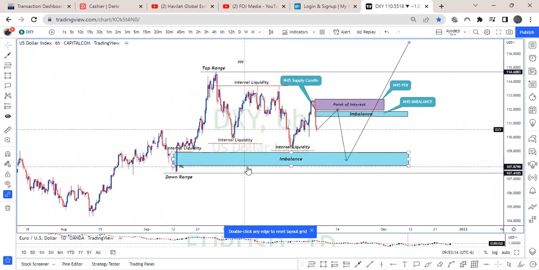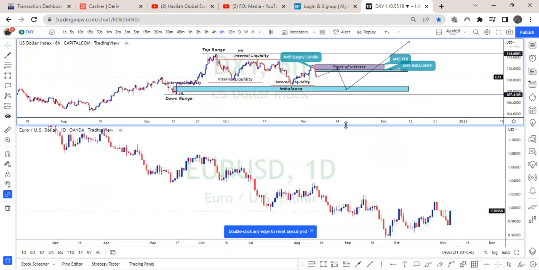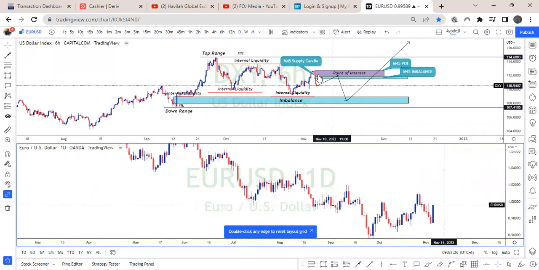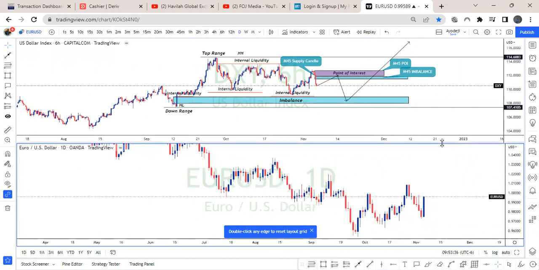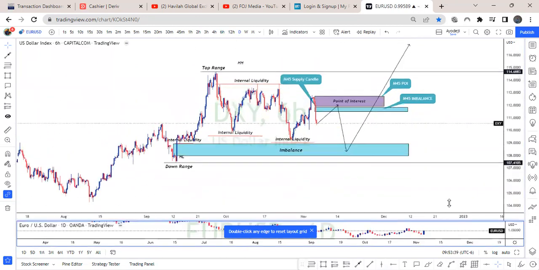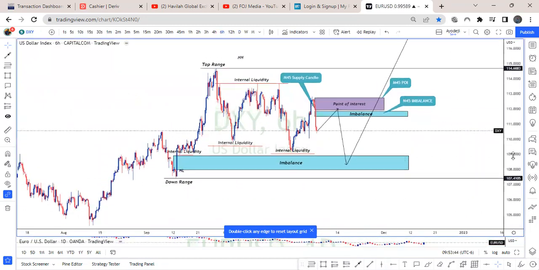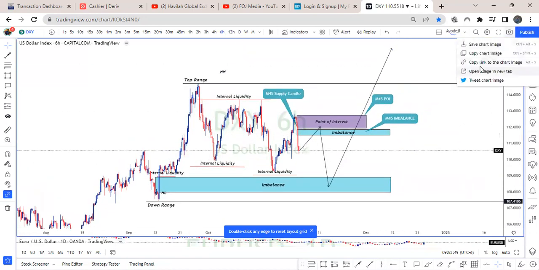So that is my bias for the DXY. So what happens to the Euro USD? The same thing that is happening on DXY is happening on the Euro USD. If we are looking forward that DXY will continue to sell down, that means we should be looking forward that Euro USD will continue to buy up. Let me send this out so that at least we can have something to work with.